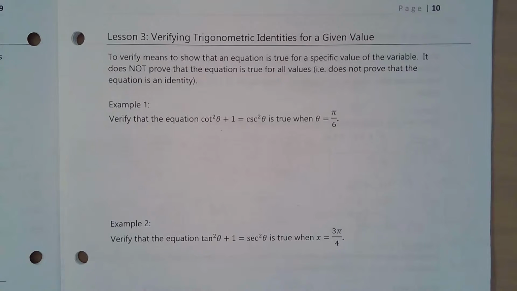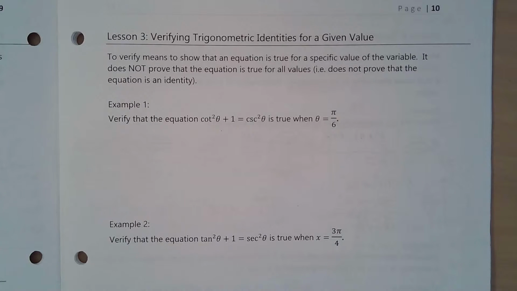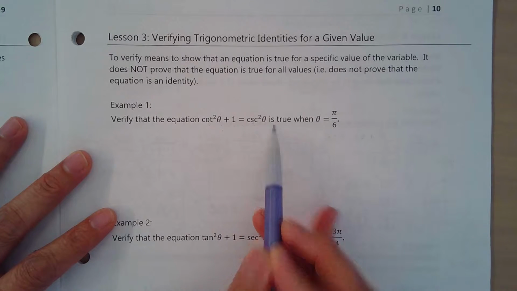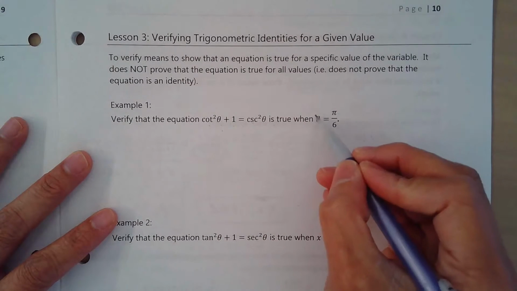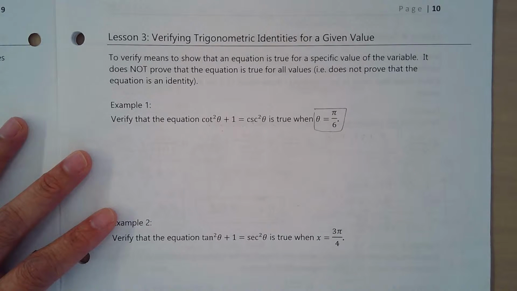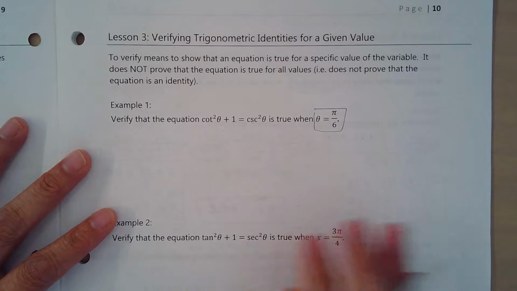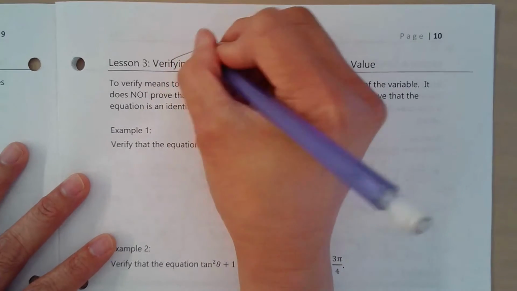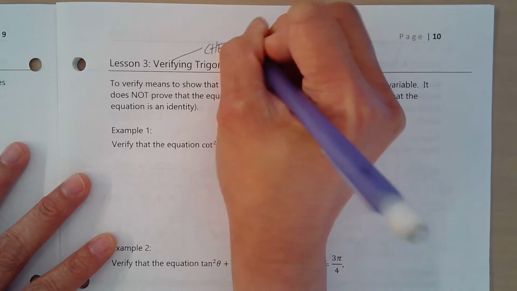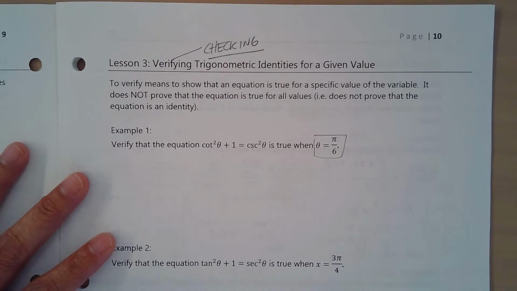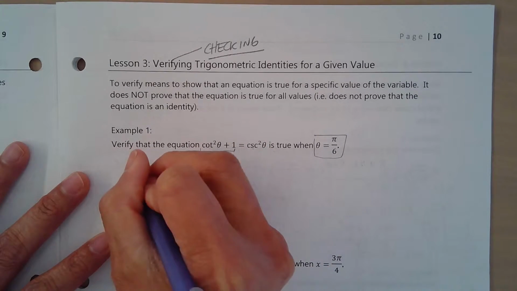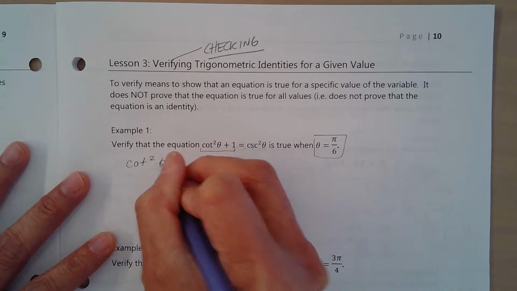values. So it says here, verify that the equation cotangent square theta plus 1 is equal to cosecant square theta. And then they say theta is pi over 6. So what we're going to do is work out the left side and see if it will match the right side. And that's what verifying or checking is. So let's do the left side first. The left side is cotangent square theta plus 1.